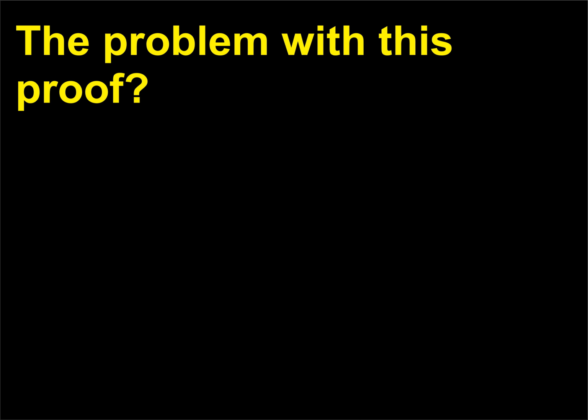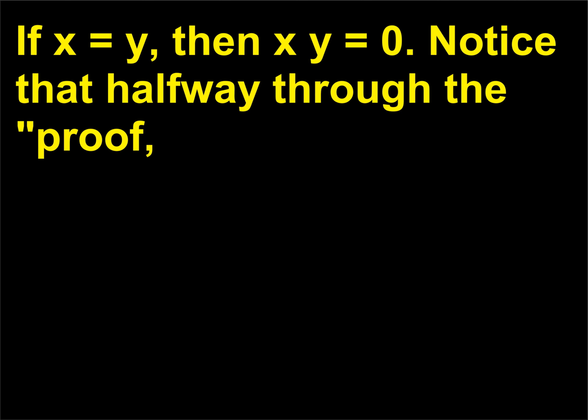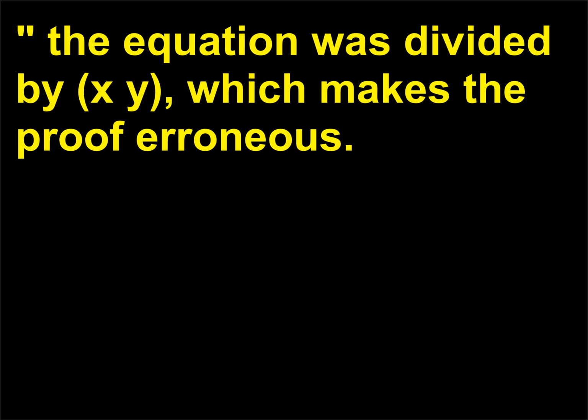The problem with this proof? If x equals y, then x - y equals 0. Notice that halfway through the proof, the equation was divided by x - y, which makes the proof erroneous.